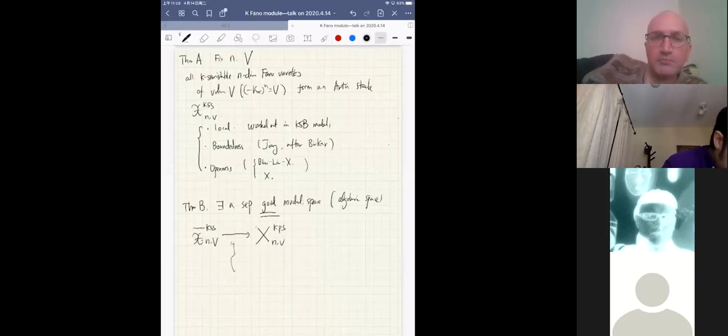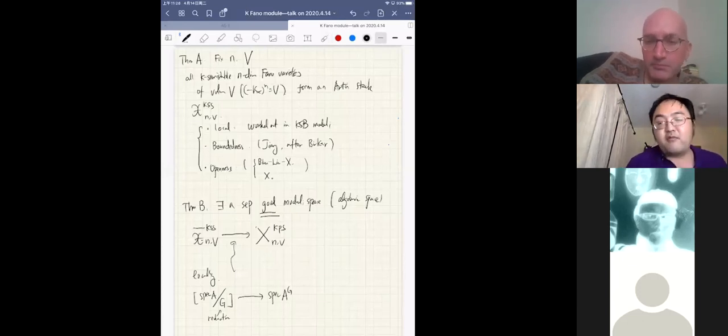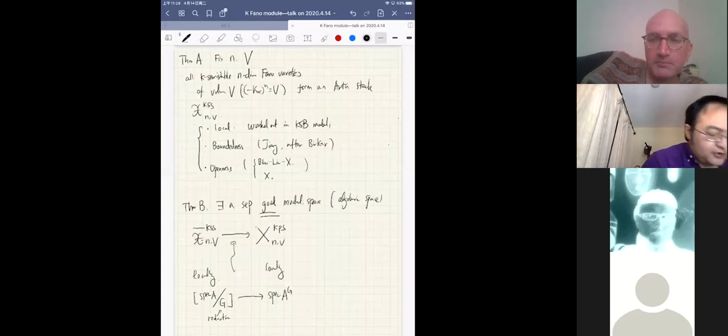So what does this mean? Locally, my stack can have a cover of the form Spec A modulo some reductive group. This is part of our theorem, saying that it has a good moduli space. And then the good moduli space of this is of course just Spec of A^G, the geometric invariant part. So locally you can cover your stack by quotient stacks of the form Spec A mod G, and the good moduli space is precisely covered by Spec of the invariant functions. Of course, you can imagine that the good moduli space is unique, and we also know it's separated.